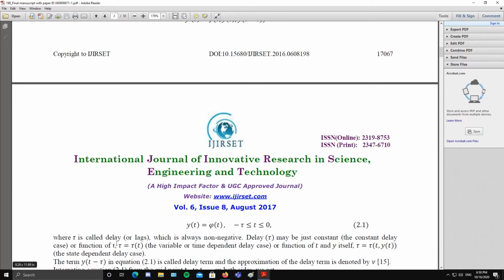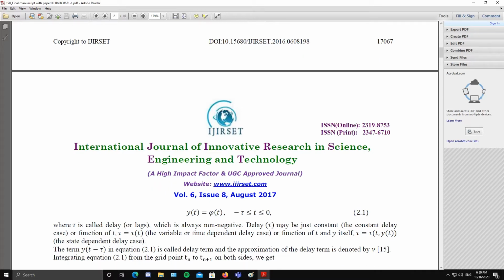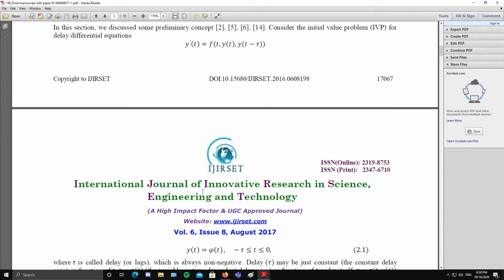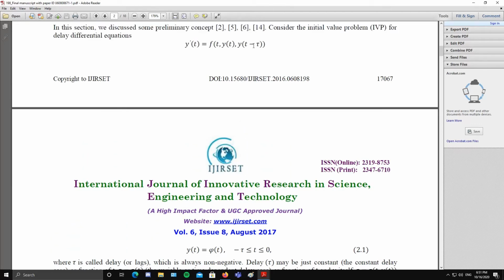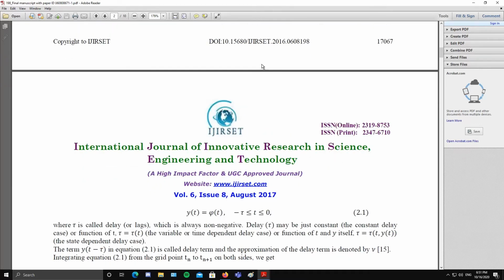Tau is called the delay or lag, which is always non-negative. The delay tau may be just a constant, the constant delay case, or a function of t, tau equals tau of t, the time dependent delay case, or tau equals tau of t, y of t, the state dependent delay case. The term y of t minus tau is called the delay term.